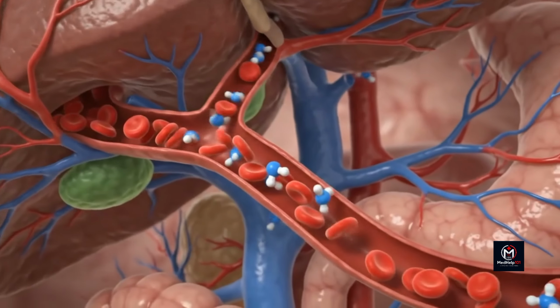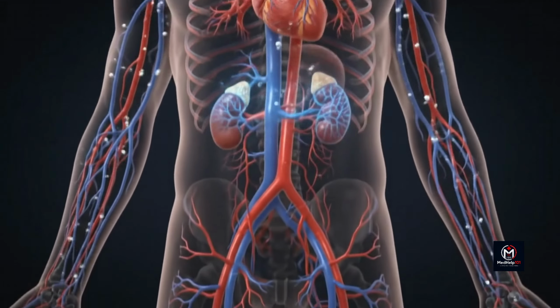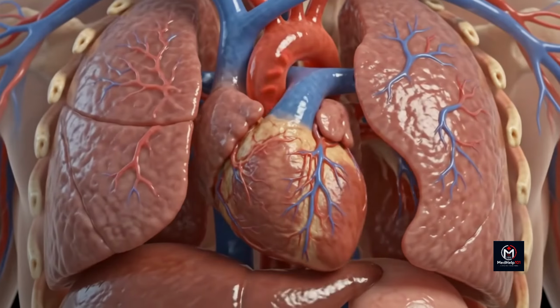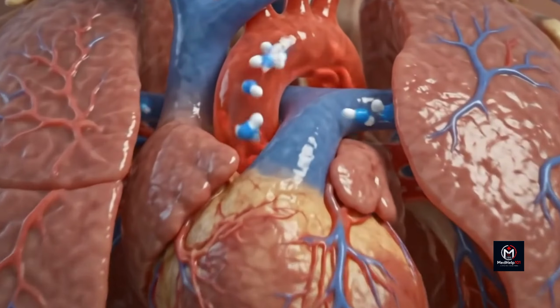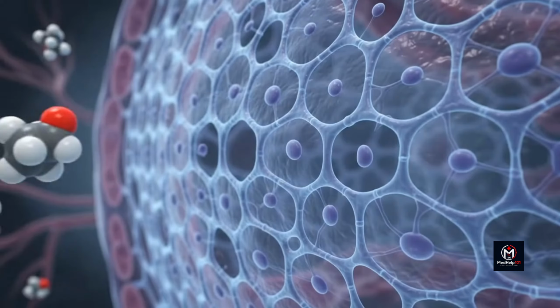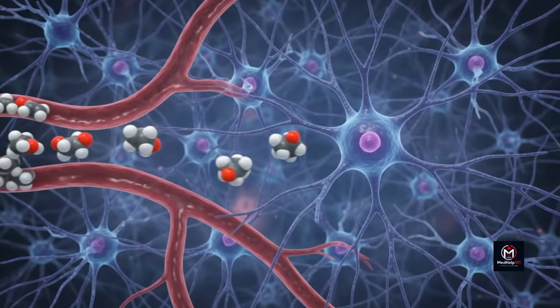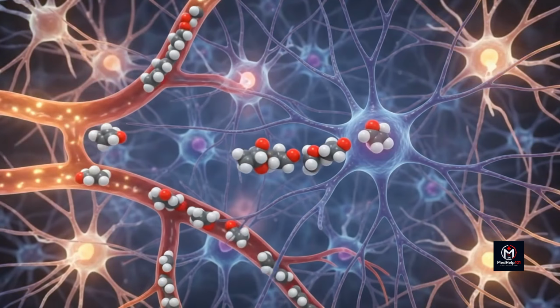After leaving the liver, paracetamol enters the general bloodstream. Now it travels throughout the entire body. Every heartbeat carries the medicine farther. Unlike many medicines, paracetamol easily reaches the brain. It crosses the blood-brain barrier. This is where its main action begins.